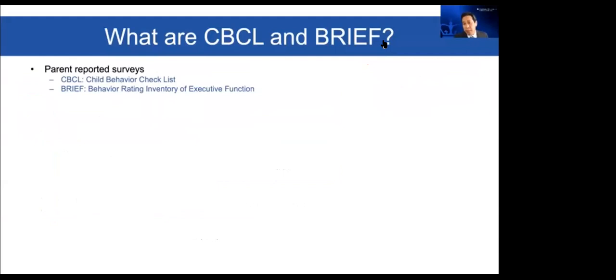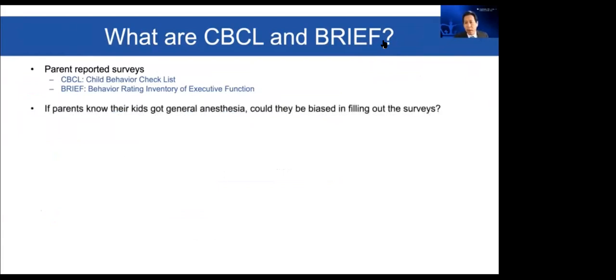So the question that often comes up is, what are the CBCL and BRIEF? They are validated parent-reported surveys where caregivers will answer questions describing problems in their child's behavior or executive function. The follow-up question is that if these parents knew that their children got general anesthesia, could they be biased in filling out the surveys? And could bias be the reason for the reported differences? We were able to explore that question using the GAS trial data in a secondary analysis.